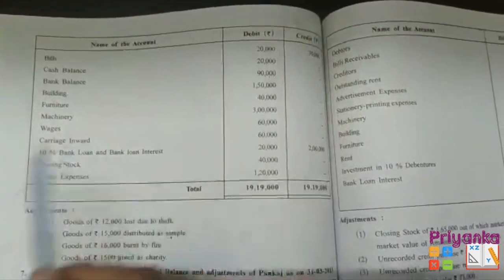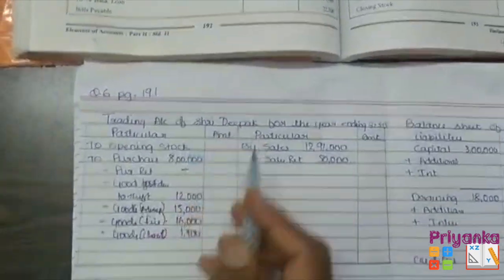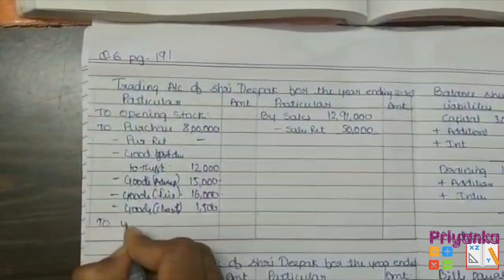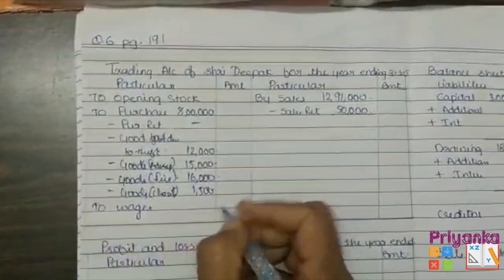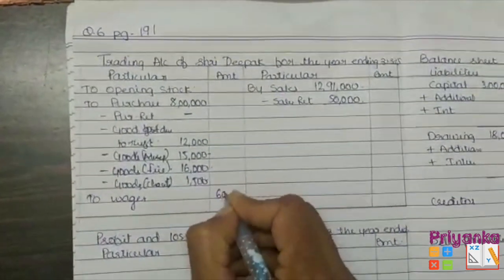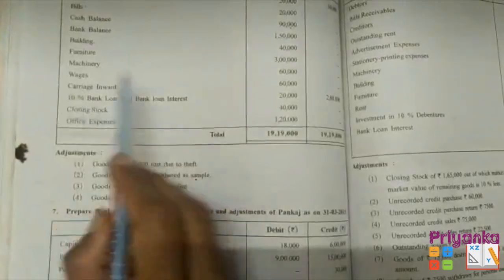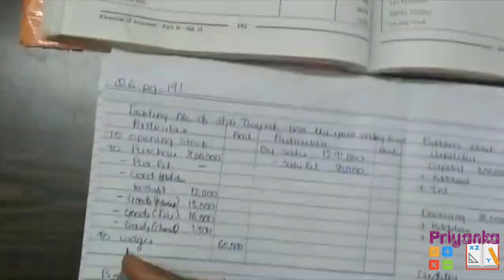Wages 60,000 will come on the trading account. For wages we will take the amount outside directly, that is 60,000. Carriage inward again comes, 60,000.